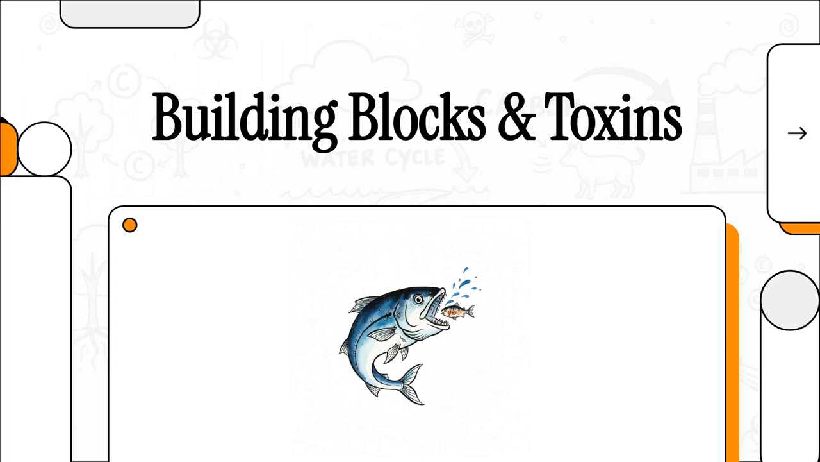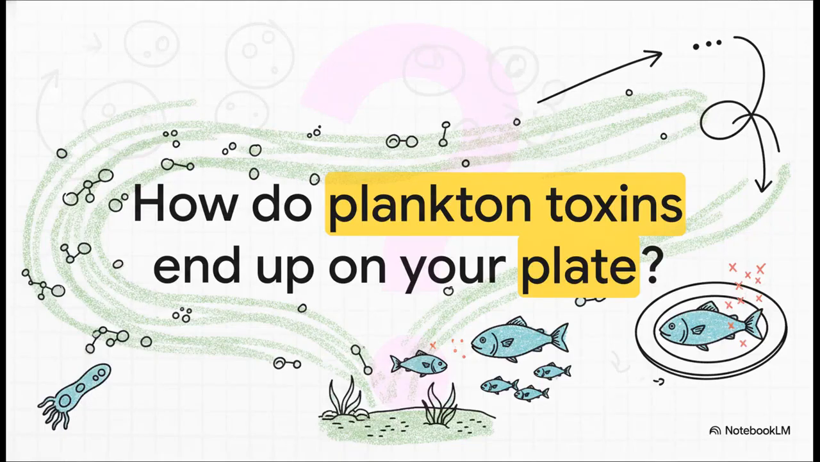Get ready, because today we're going to unravel a really fascinating ecological mystery. We are going to explore how the fundamental chemical elements of our planet relentlessly cycle through the world around us. And interestingly enough, we'll see how sometimes that very same natural cycle can bring dangerous toxins right to our dinner plates. Okay, let's dive right into this.